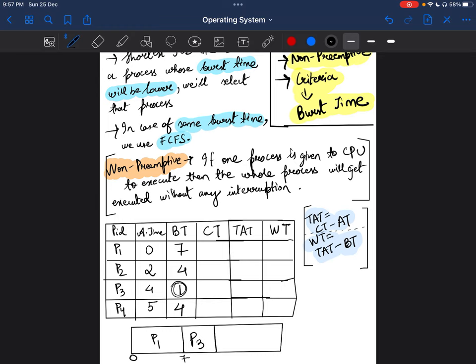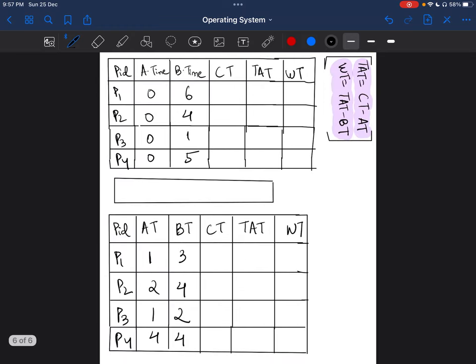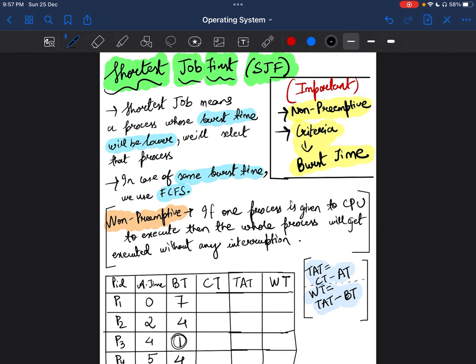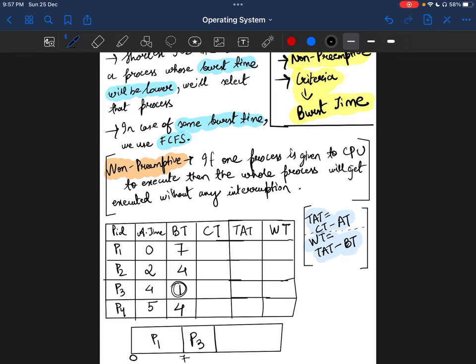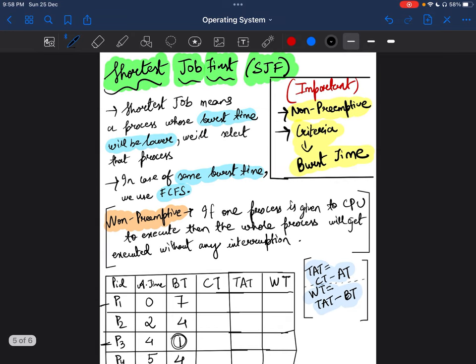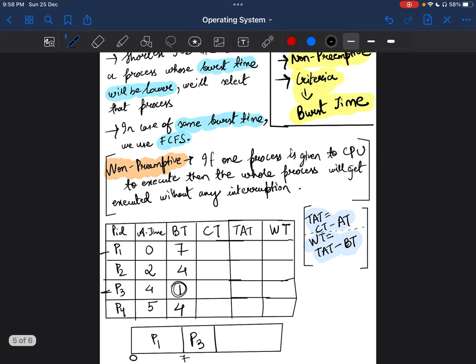Okay, all right. So now you see that P3 has been selected. P1 is completed, just mark it here. P3 is also completed. Now we have P2 and P4, both with burst time 4, right? If both have the same burst time, we will use FCFS. What happens in FCFS? The process which comes first, the one whose arrival time is earlier, will be given the CPU.